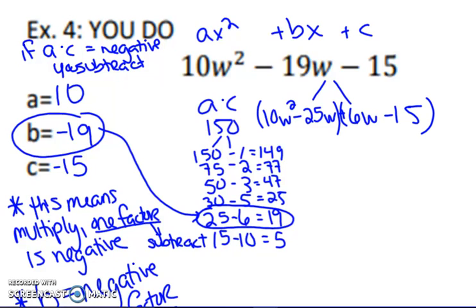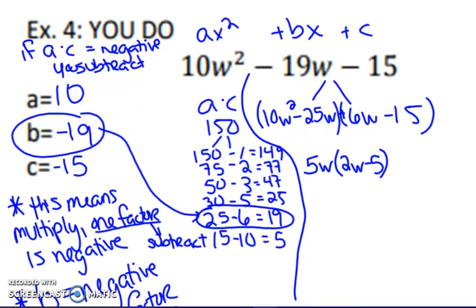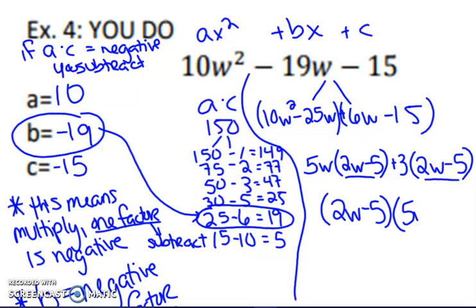Now we're going to factor by grouping. I'm going to factor out a 5w from the first set, and I'm left with 2w minus 5. And I'm going to factor out a 3, and I'm left with 2w minus 5. Well, since those two terms are the same, I have 2w minus 5, and I have 5w plus 3. Please keep in mind when you go to do these, if b is negative, your larger factor has to be negative. Anytime a times c is negative, you subtract. Anytime a times c is positive, you add.